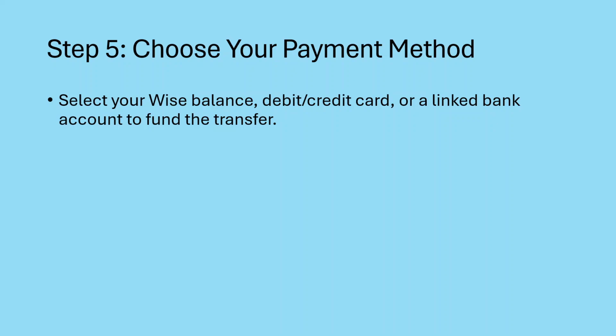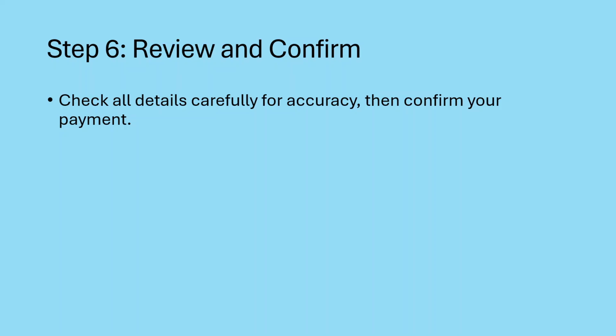Step 5. Choose your payment method. Select your Wise balance, debit or credit card, or a linked bank account to fund the transfer. Step 6. Review and confirm. Check all details carefully for accuracy and then confirm your payment.